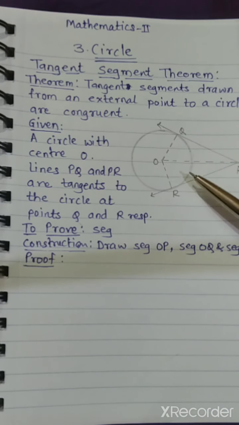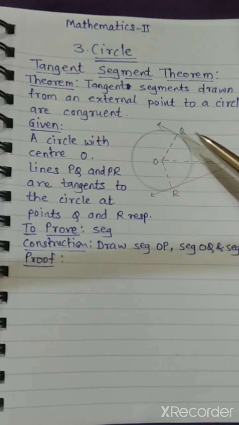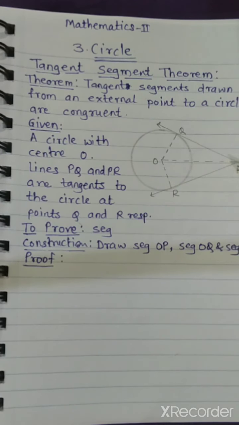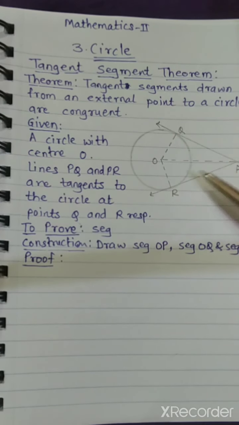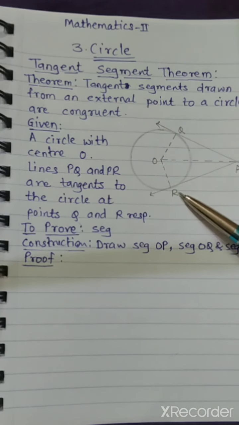It means you have to show that the tangent segments PQ and PR drawn from the external point P on the circle are of equal lengths. You have to prove that PQ is equal to PR. Okay, segment PQ is equal to segment PR.